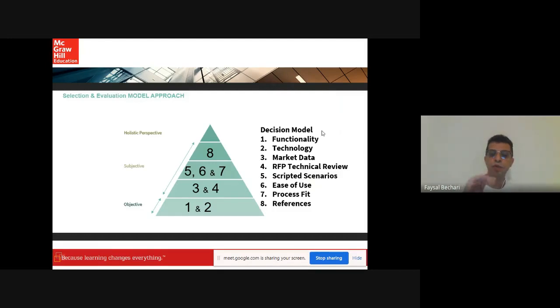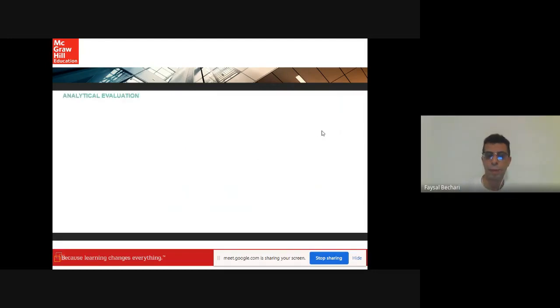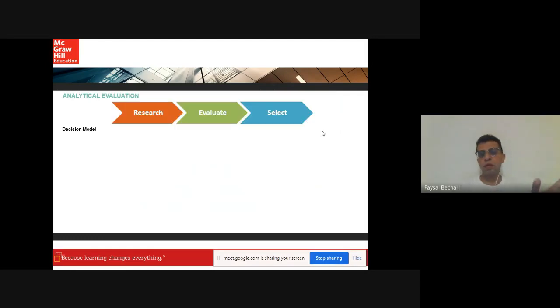But if he moves with this process from the objective then subjective, then you don't give anybody a time to alter. So in a different way, you start with the research, you do the evaluation, then you do the selection.